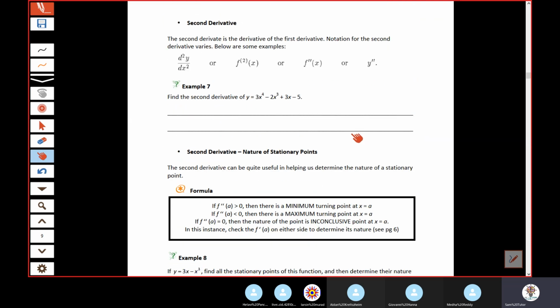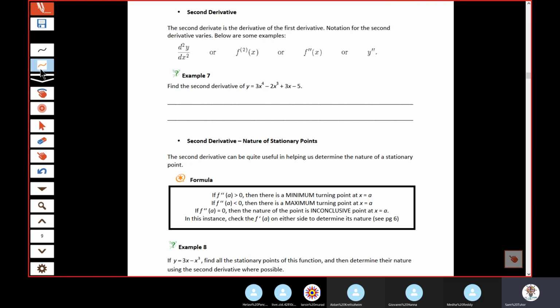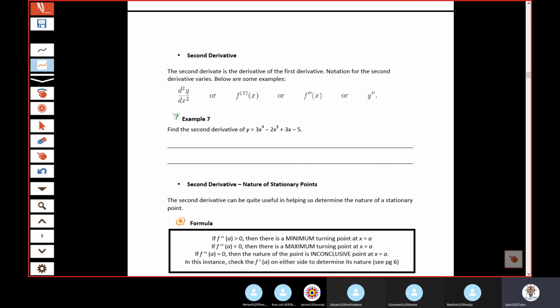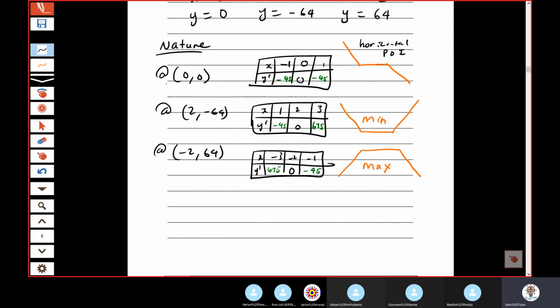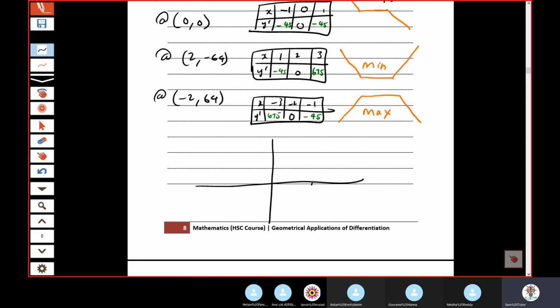Okay, next section, second derivative. I think you guys understand what second derivative means. Oh, did it say sketch? So there's 2 and negative 64, right there. And then there's negative 2 and positive 64, which is right there. And then at 0, 0 is a horizontal point of inflection. Can you see that's a max? And that's a min. Yes?